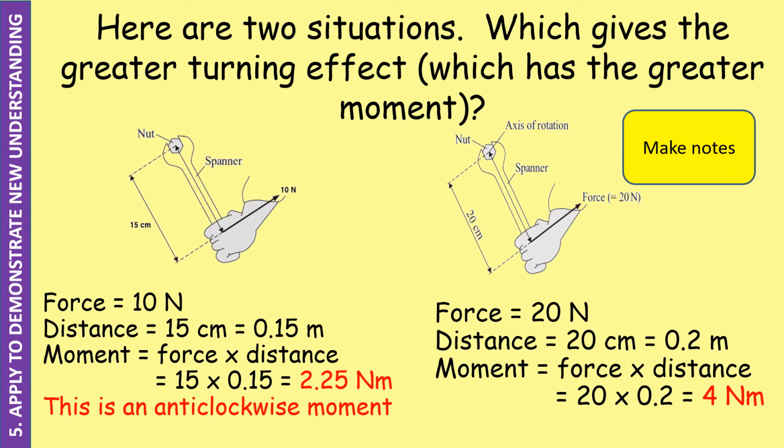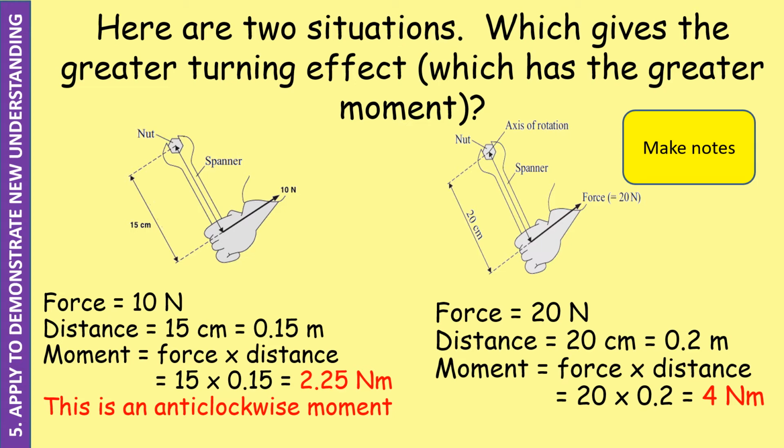In the second picture, the force is 20 newtons acting here, and the perpendicular distance is 20 centimeters or 0.2 meters. Again, if we apply our equation, moment equals force times distance gives us 20 times 0.2 is 4 newton meters. So using the equation, we can say that applying this force at this distance has a greater moment or turning effect than using this force at this distance.